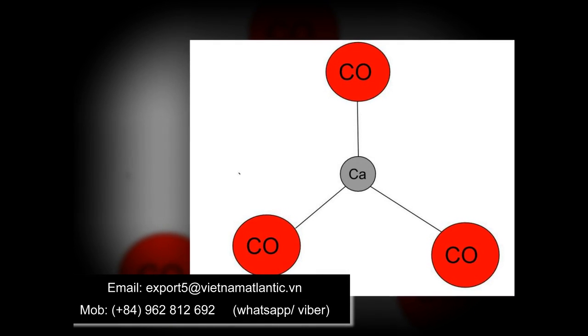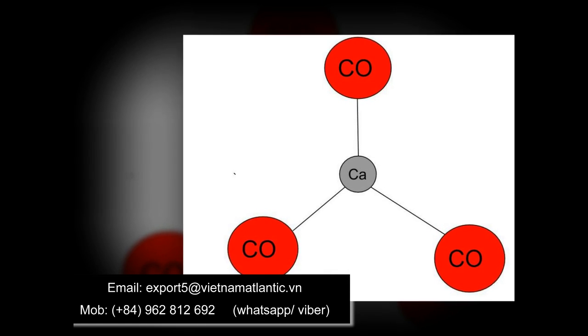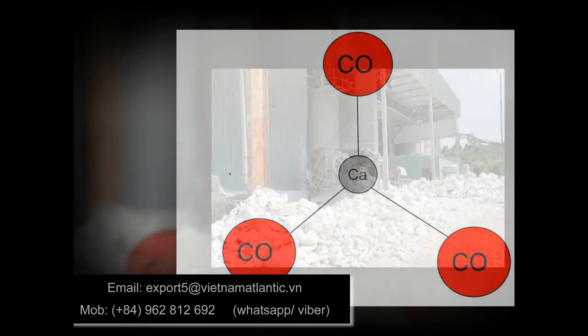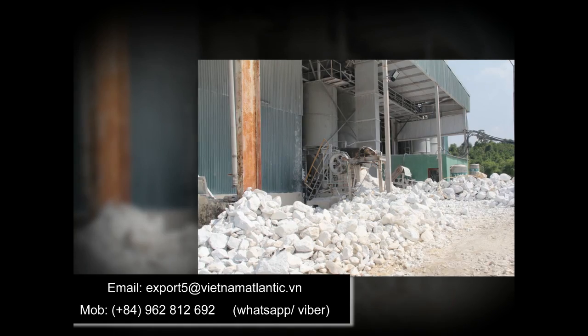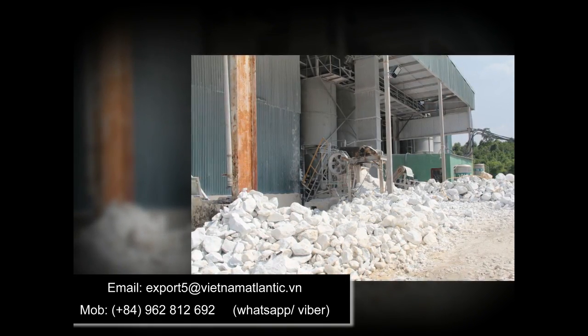Carbonate is a carbon atom with 3 oxygens, giving it a 2 negative charge. Calcium has a 2 positive charge. And the 2 ions attract each other with an ionic bond, and there we go, calcium carbonate. It's found everywhere in nature.